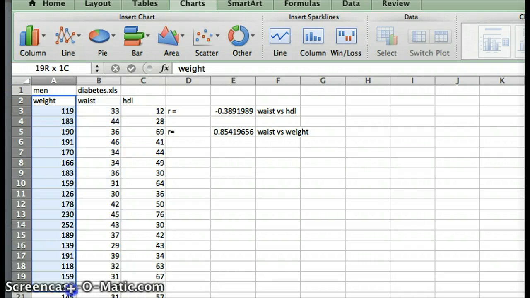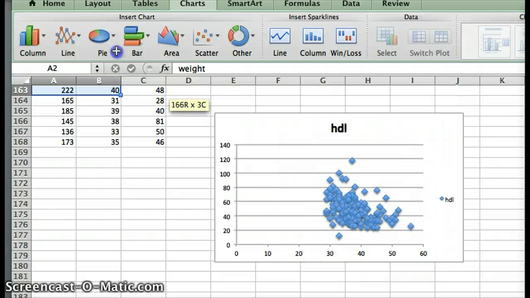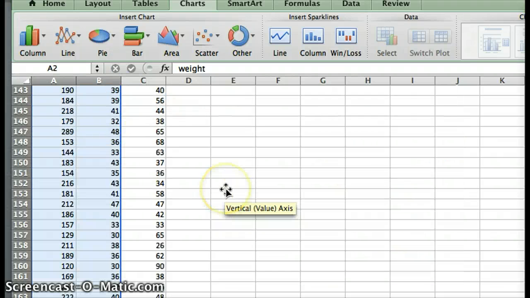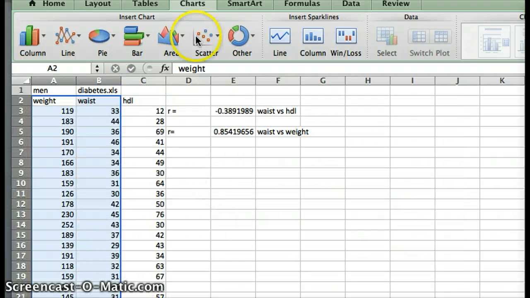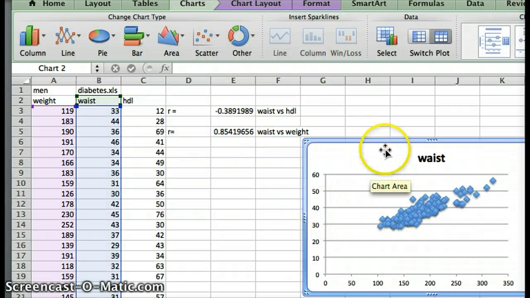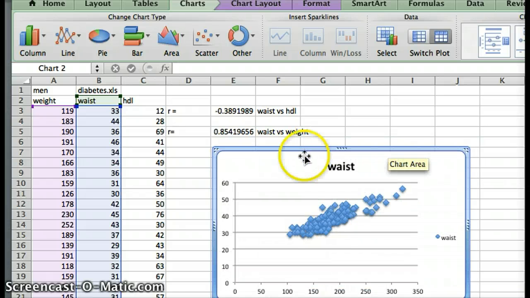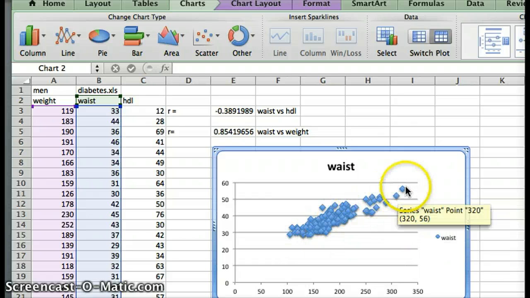Let's take a look at the scatter plot for this data. We expect a positive correlation, a fairly strong positive correlation. So we'll hit the button for scatter plot, and you will see that indeed there is a relatively strong correlation. As weight increases, waist size increases in our data set.